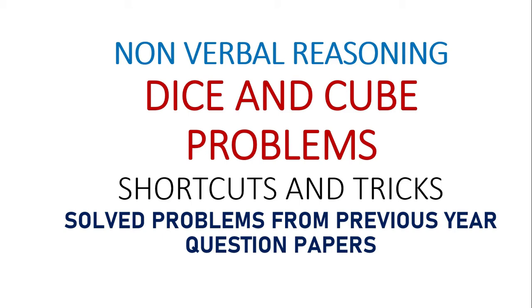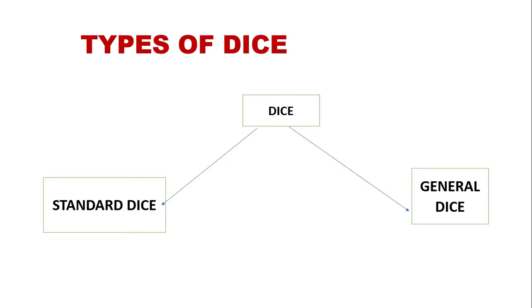Come on, let's move on to the topic. Everybody knows that a die is a cube which is made of 6 equal sides and numbers will be plotted on those sides from 1 to 6. So here we are going to see two different types of dice, and based on those types of dice we are going to see how to solve the problem. So there are two different types of dice. One is a standard die and another one is a general die.